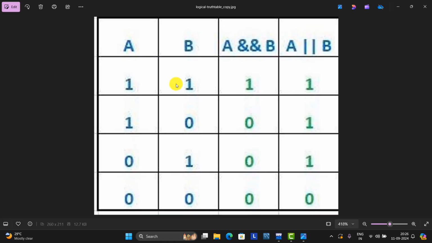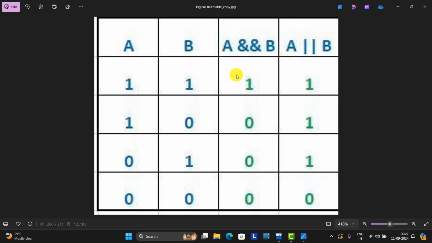In C programming, any non-zero value is considered true. I repeat, in C programming, any non-zero value, that means 1, 2, 3, 4 or minus 1, minus 2, minus 3, anything other than 0, is considered true. 0 itself is considered false. Okay. So now let us see this example. A is 1 and B is 1.